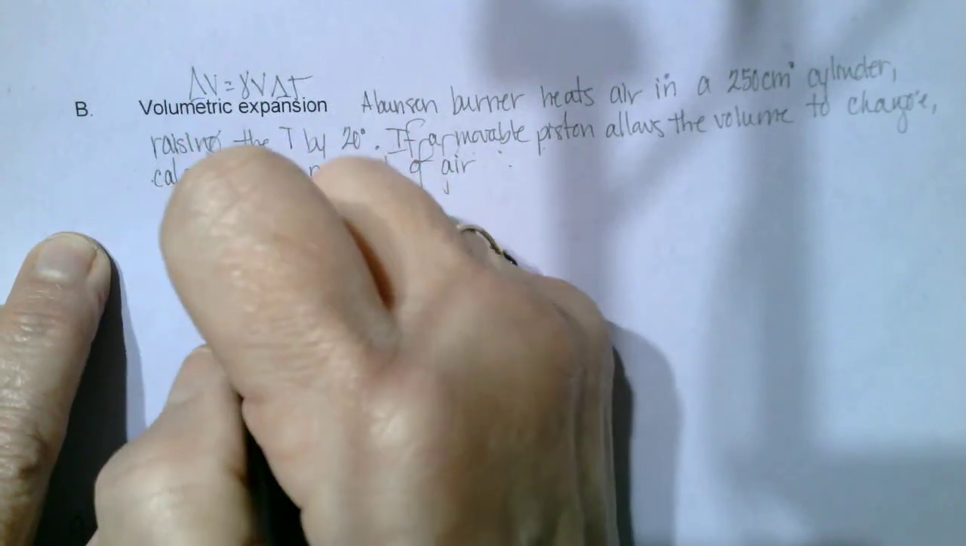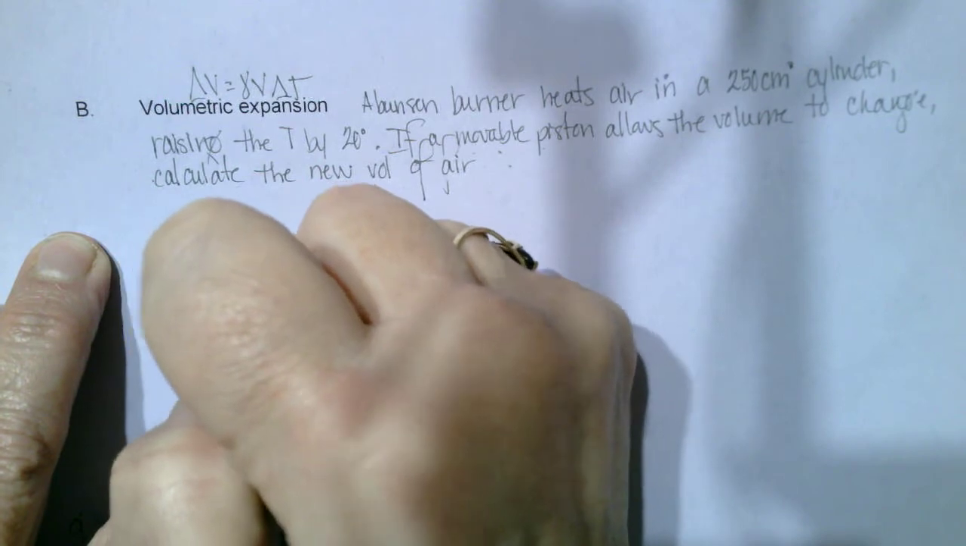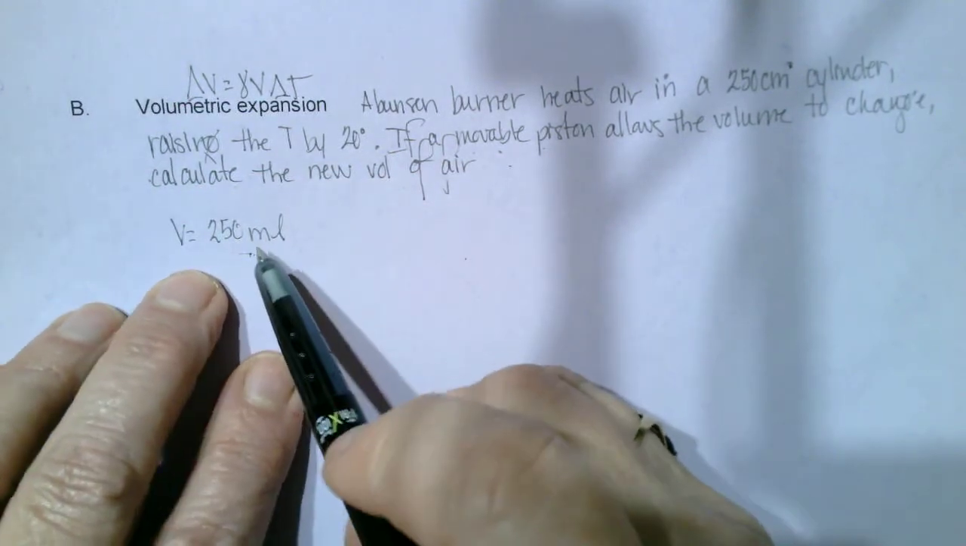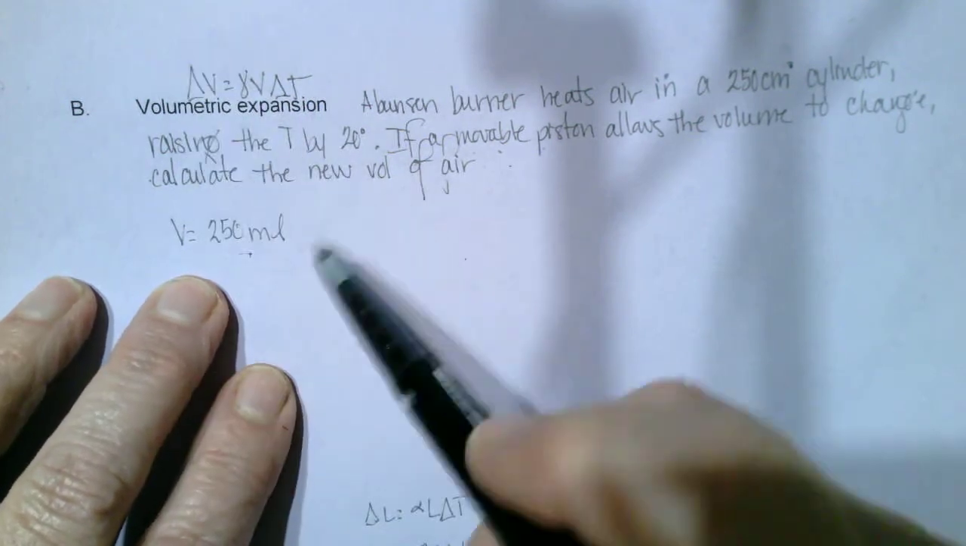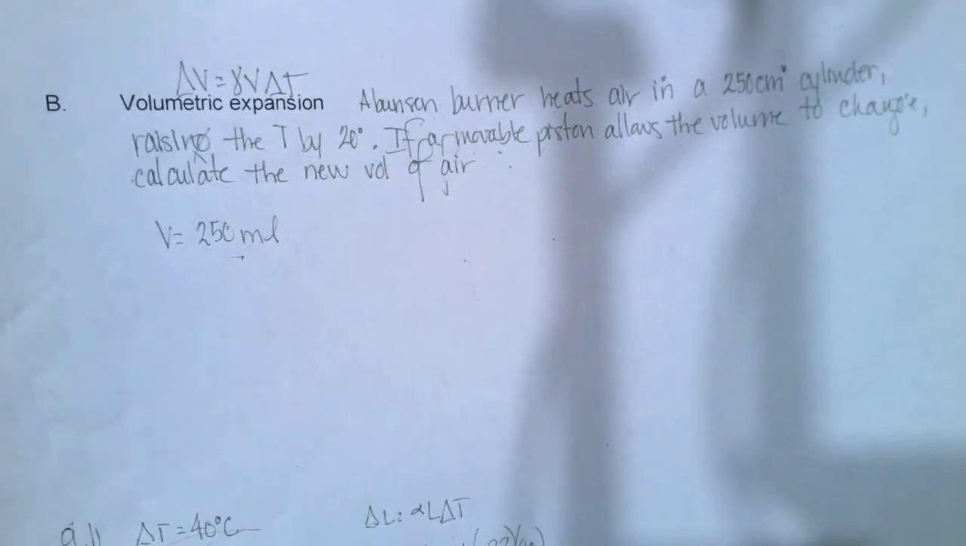V is equal to 250 milliliters. And by the way, the units don't matter for the volume or the length. It doesn't matter, because what you have at the start, you have at the end. And you'll notice that your constants are based on degrees Celsius to the negative 1. So your volume and your length are not unit specific for these, and very rarely do I tell you that, but these are not unit specific.